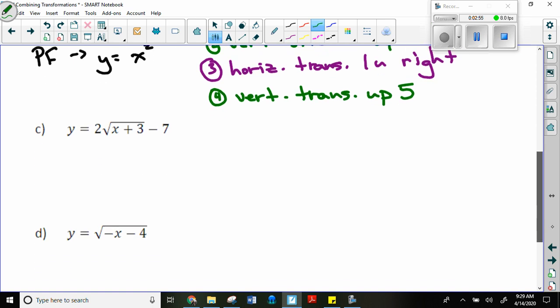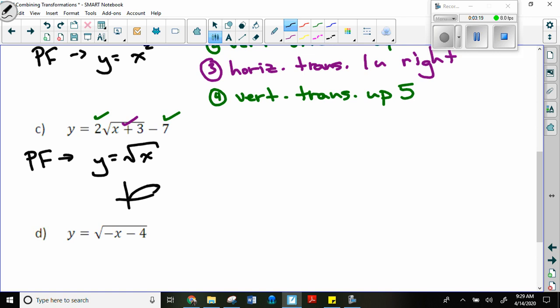Nice. Okay, let's look at this one. Oh, I like the next one. I won't get ahead of myself. Okay, vertical, vertical, horizontal. Let's do it. Parent function is y equals the square root of x. Okay, remember that looks like that.